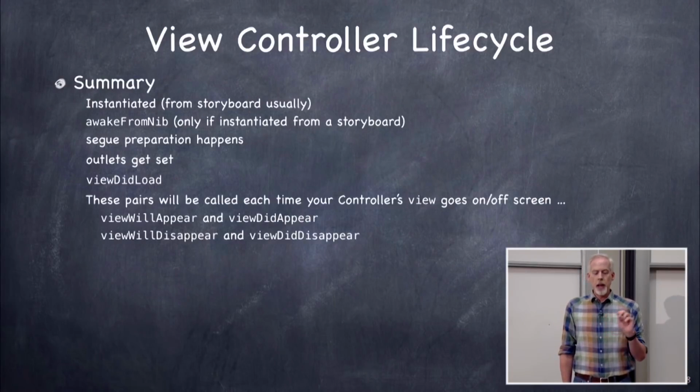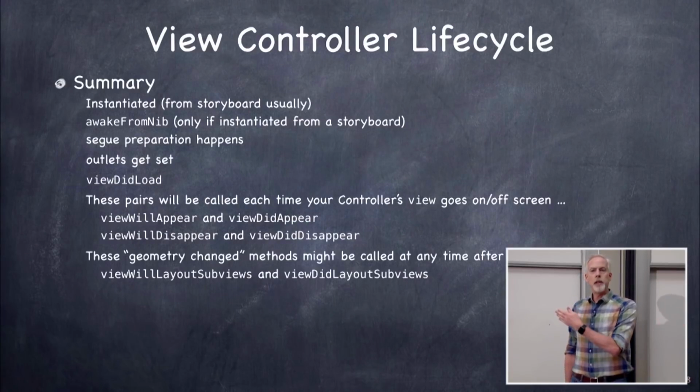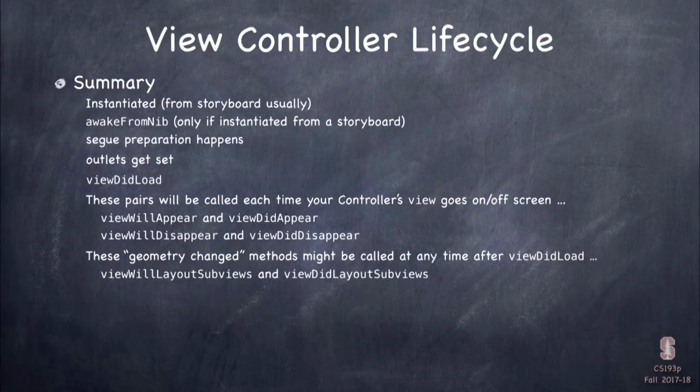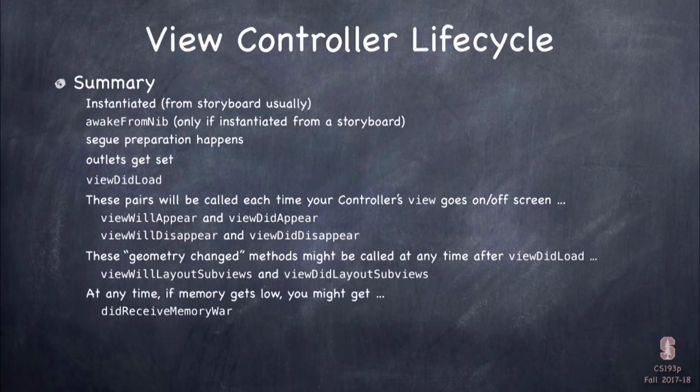All right. Then you appear and disappear off screen, and you get those view will and did appear and disappear, back and forth. At any point along here, your geometry might change, causing view will layout subviews and view did layout subviews to get called, probably with auto layout happening in between those two calls, because layout subviews will cause auto layout to happen. And if at any time you start using a lot of memory, or even just the whole device uses a lot of memory, you might get this did receive memory warning, which you can hopefully clean up something to, but often you can't because you just don't have anything big. All right, so that is the view controller lifecycle.